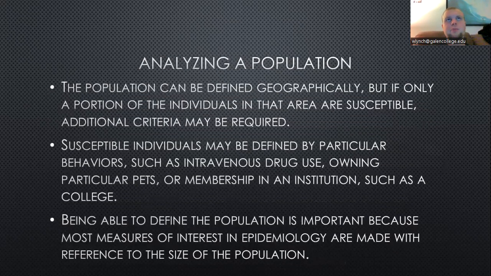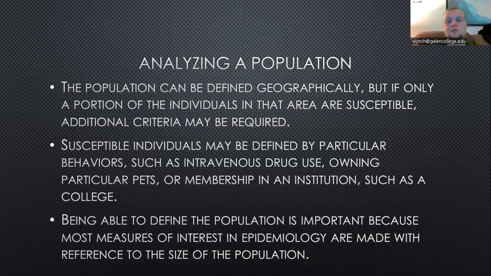We have to analyze a population here. So looking at epidemiological analysis of a geographical area, we're looking at a portion of individuals in the area that are susceptible. Susceptible individuals have to be defined by a specific character trait or a specific genetic code or heritability or some sort of a factor, right?